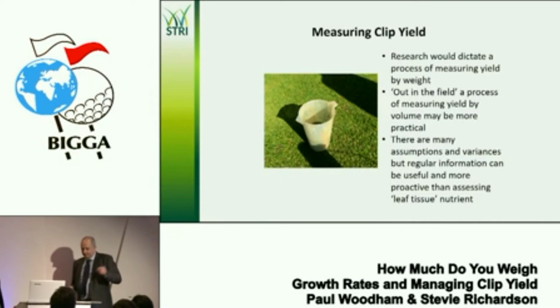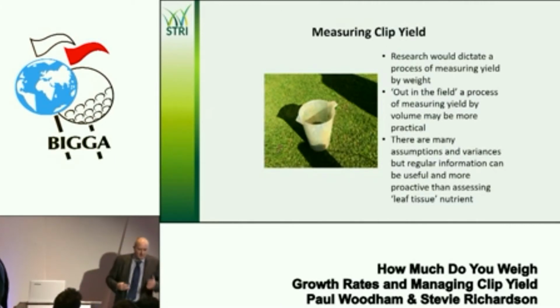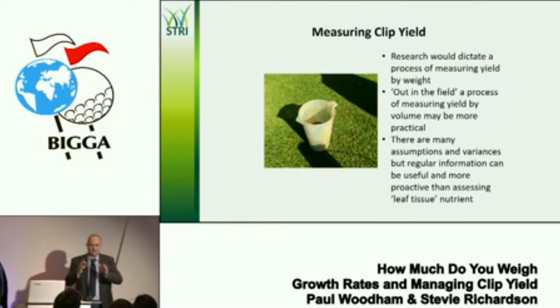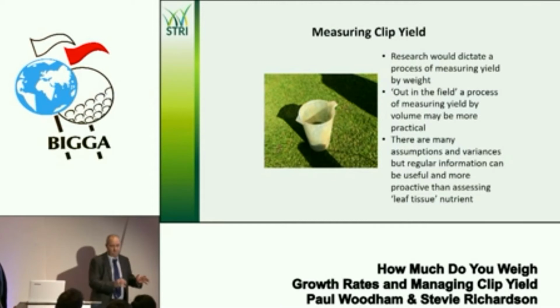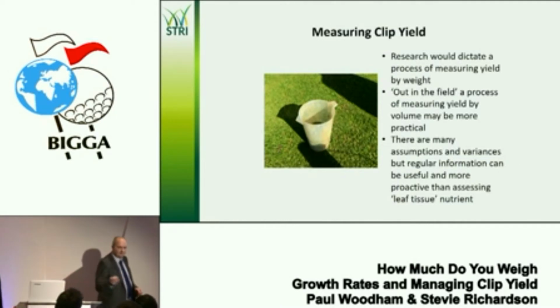I know a couple of people in the room that do that. Now there are many assumptions and variances, certainly day to day, week to week, that you'll see, but it's probably more of a proactive approach than over-analysing through chemical analysis or leaf tissue analysis, which is still going to be retrospective. Maybe after 12 months of data you'll start to see trends a little bit more, but this is sort of live information.